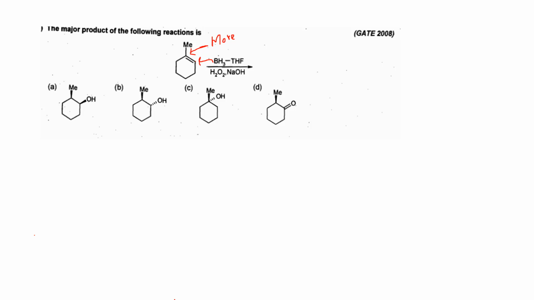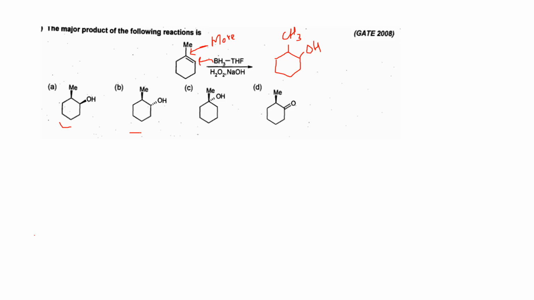This is simple. From there you can get an idea. Okay, the product will be this one. There will be OH. There will be methyl. But from the product you can see there are two types of products given. One is cis, another is trans. Now you have to get an idea, according to the stereochemical aspects, which one will form.